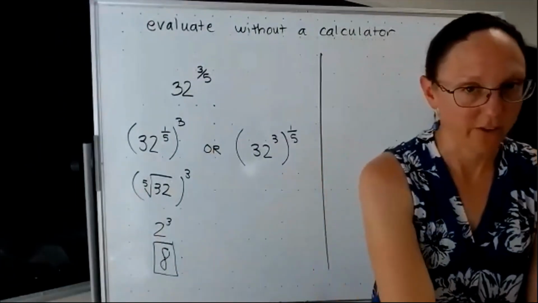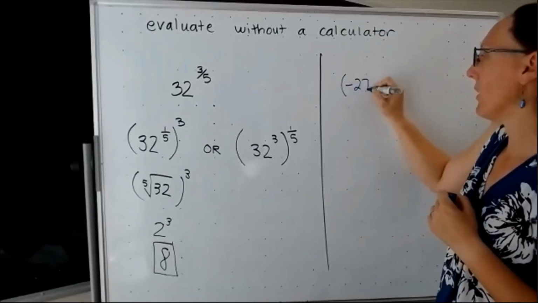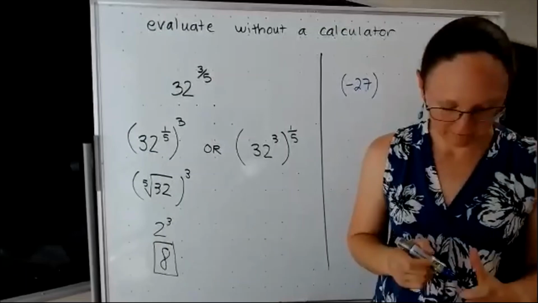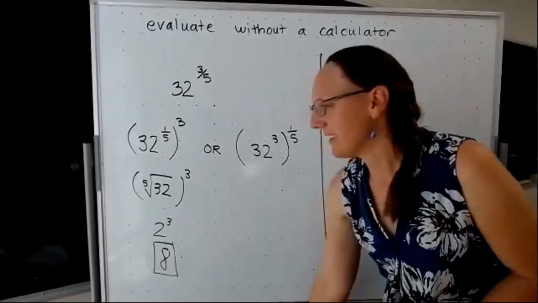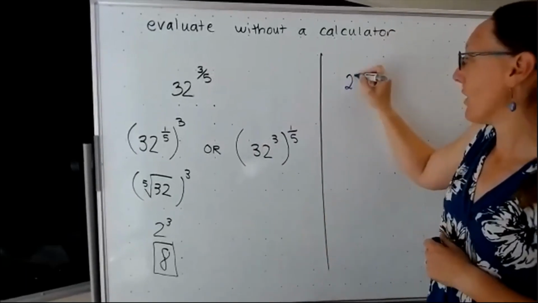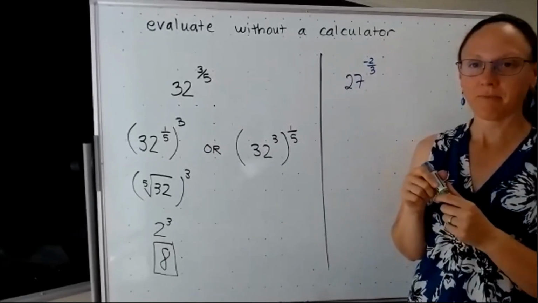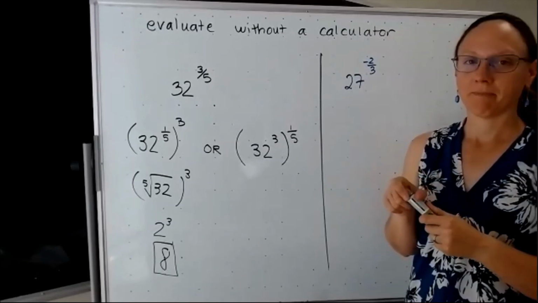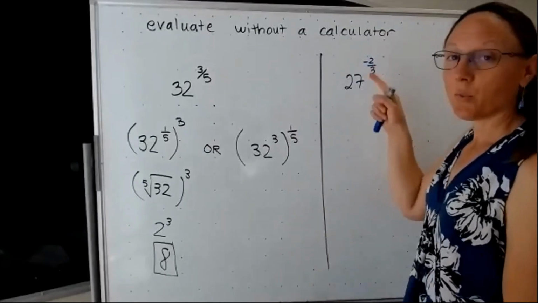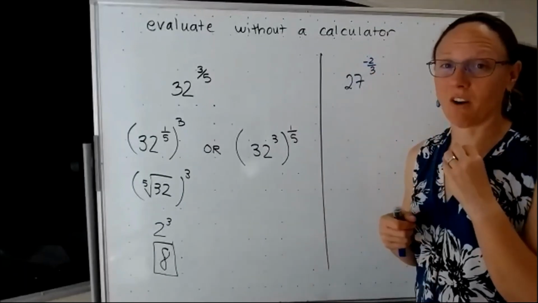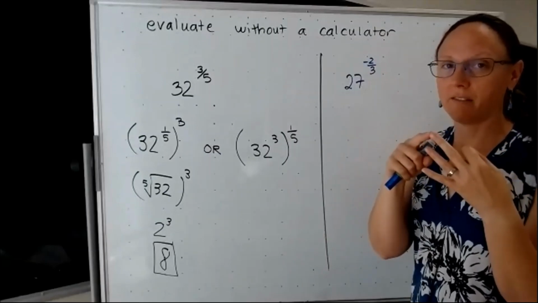Let's do another example. Let's say that I had negative 27. Nope, I'm not going to make that negative. Let's say that I had, I'm going to make something else negative. 27 raised to the negative 2/3. And I want to evaluate this without a calculator. Well, now in my exponent, I've actually got three things going on. I've got that negative sign, a numerator of 2, and a denominator of 3.